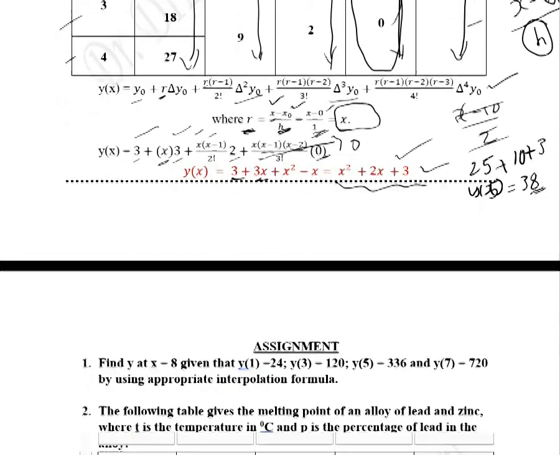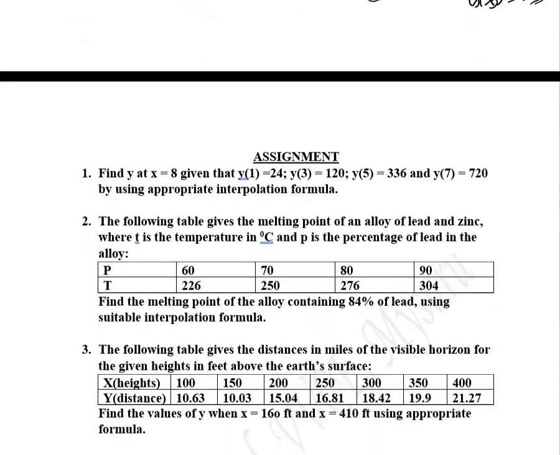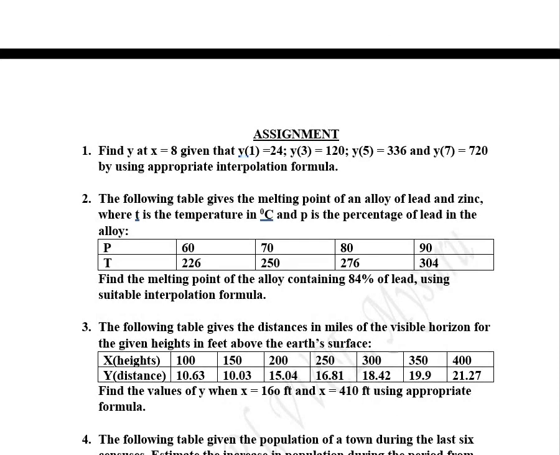Now here I am giving some assignment problems. Observe here, we need to find the value of y when x is equal to 8. Given some data, x starts from 1, 3, 5, 7. So the difference is 2, so the step length is 2 here. And observe, we are finding the value of y when x is equal to 8. This is nearer to the final value of x, so use the backward interpolation formula. Okay. Now the next problem.